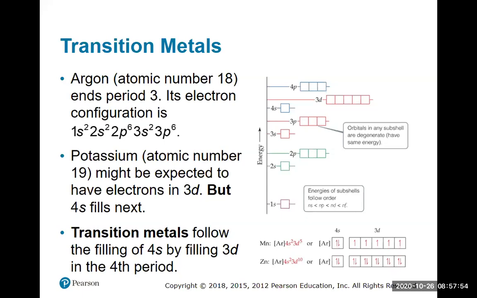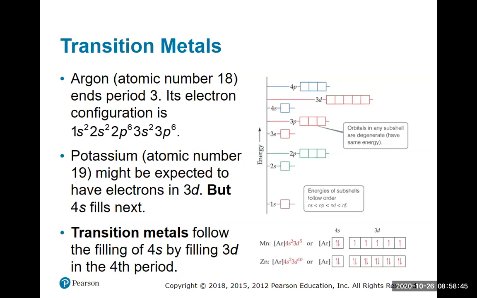In the example we have here, they first talk about argon, atomic number 18. It's one of those noble gases and it ends period 3. Here's its electron configuration: 1s2, 2s2, 2p6, 3s2, 3p6. Potassium is the next one in the periodic table. You might think, from my quantum numbers I know that the 3 is going to have d orbitals, so maybe the next thing would be 3d with one electron in it.